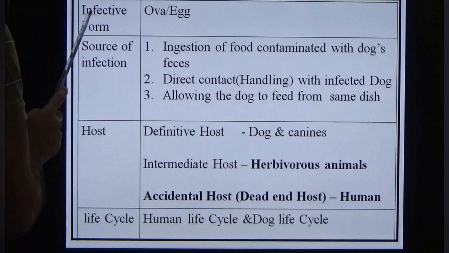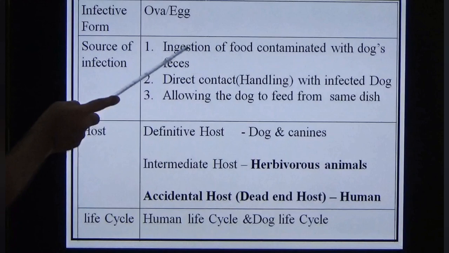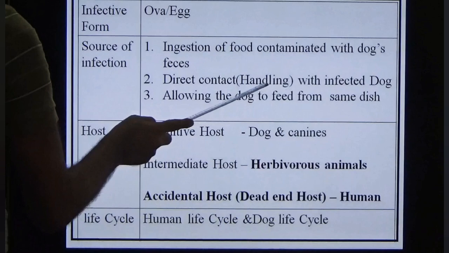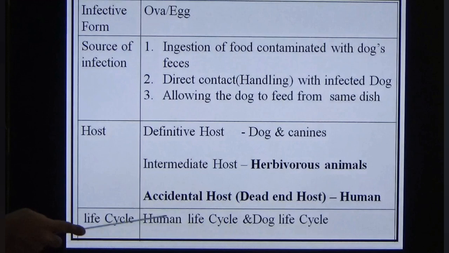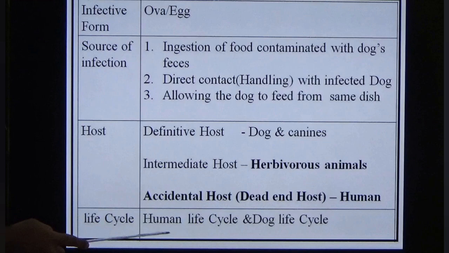The infective form for the human is the ova, and the sources of infection, there are so many but I am mentioning three: ingestion of food contaminated with the dog's stool, direct contact or handling of the infected dog, and allowing the dog to feed from the same dish. And the hosts, as we are aware: the definitive host is the dog and other canines, the intermediate host is sheep and goat, and the accidental host or dead end host is the human. The life cycle, for our purpose, is divided into two: the human life cycle and the dog life cycle. So we'll study the human life cycle.